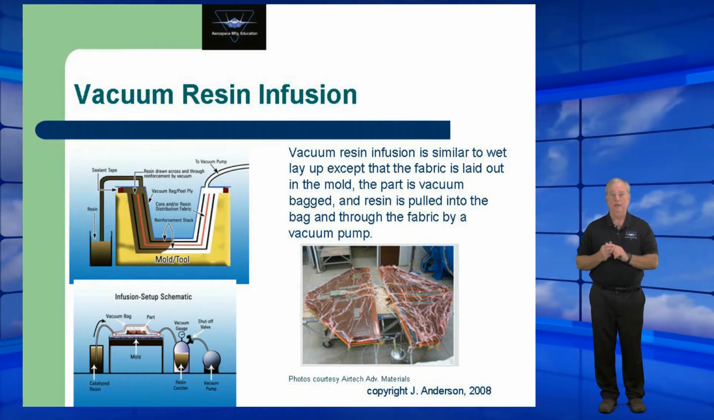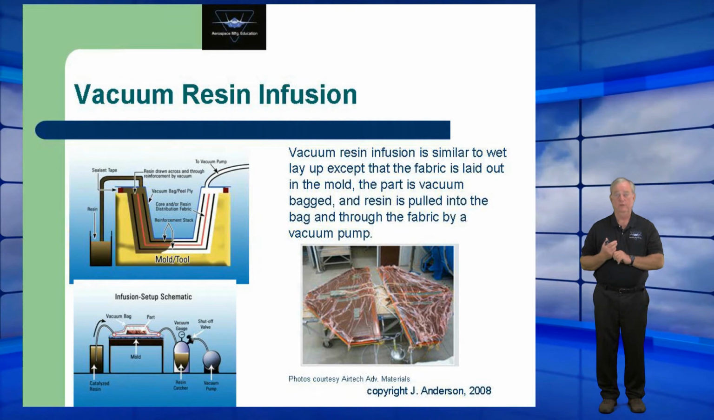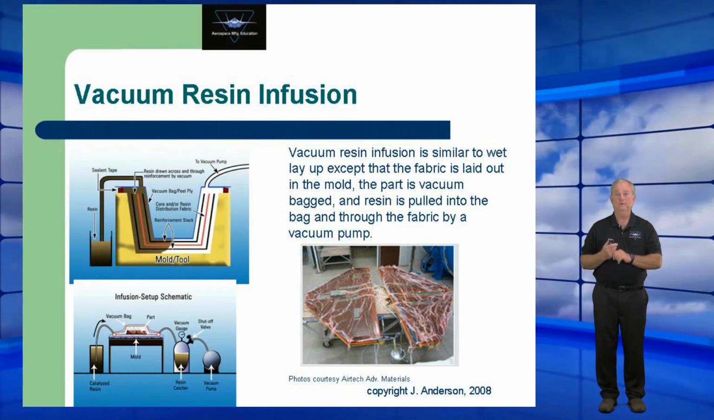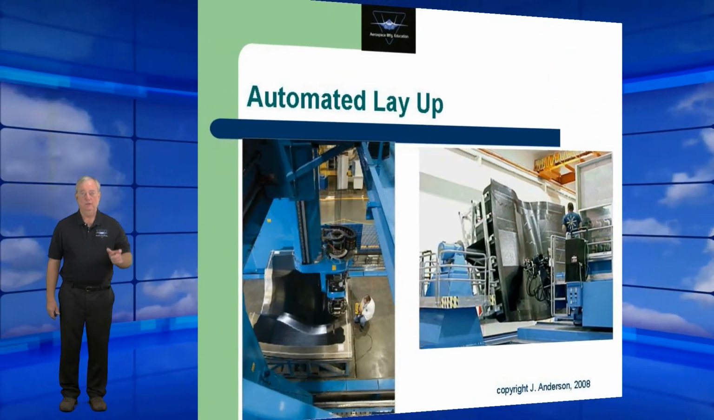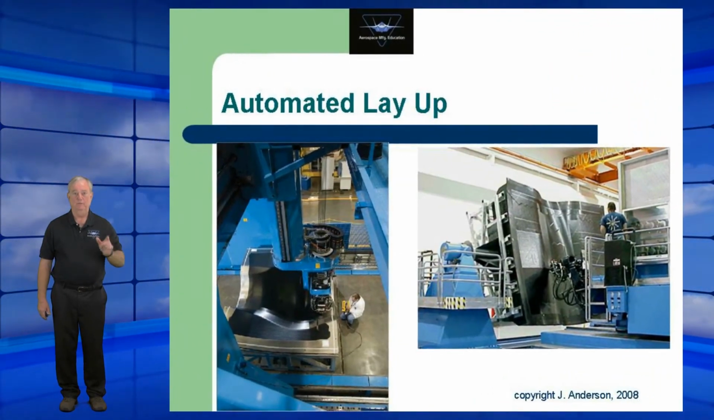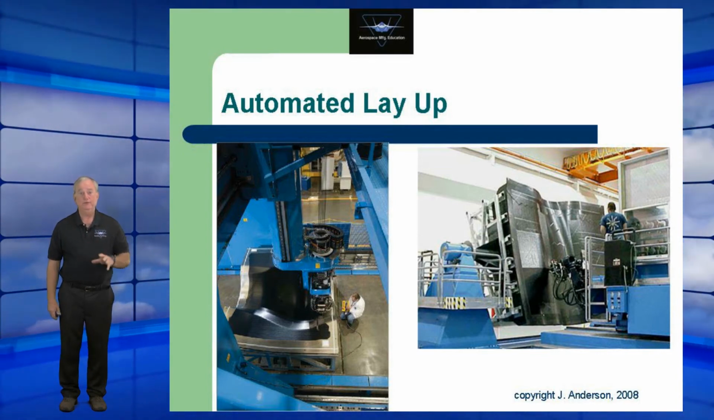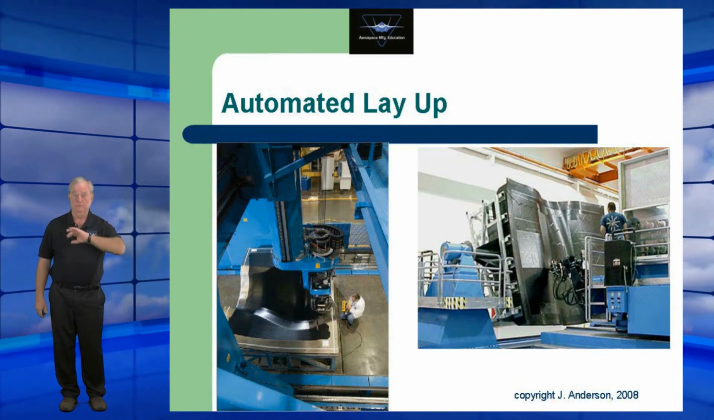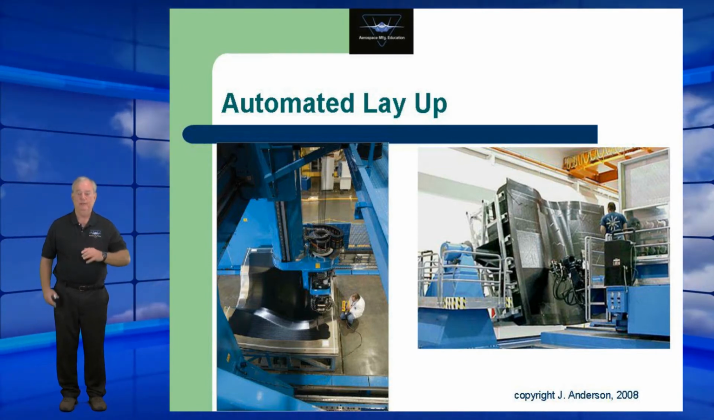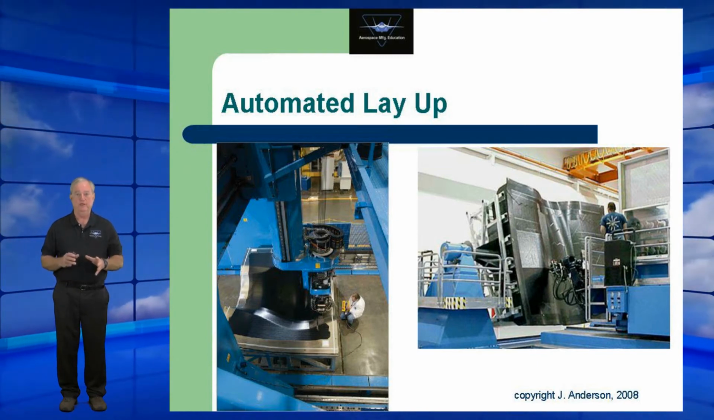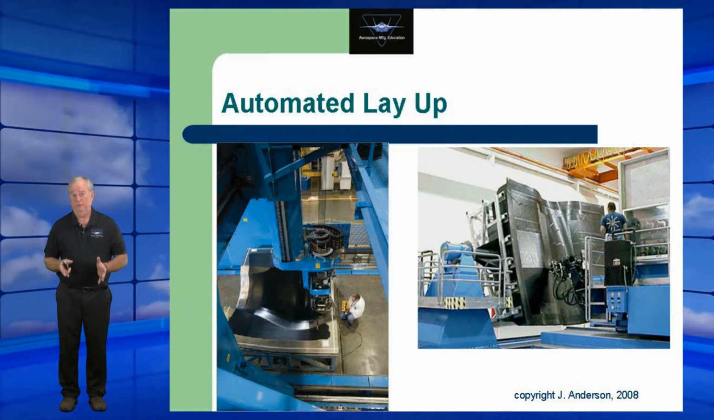So we see on the right a photo of some vacuum resin infusion parts in manufacture. Our vacuum resin infusion addresses the problem of excess resin and the distribution of resin through and around the fibers. But it doesn't address the laying down of the fibers, the orientation of the direction, and that's the time-consuming part of this wet layup method.